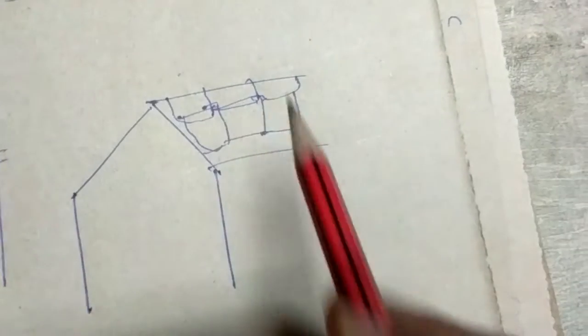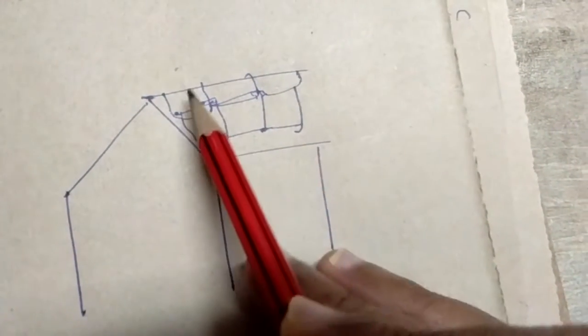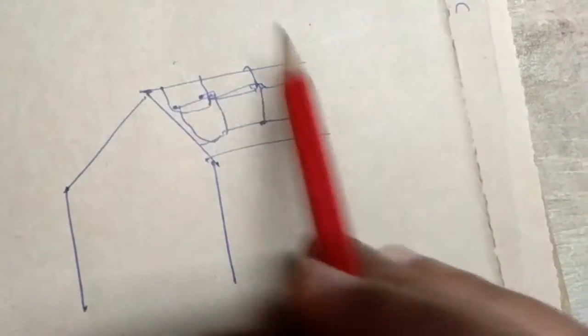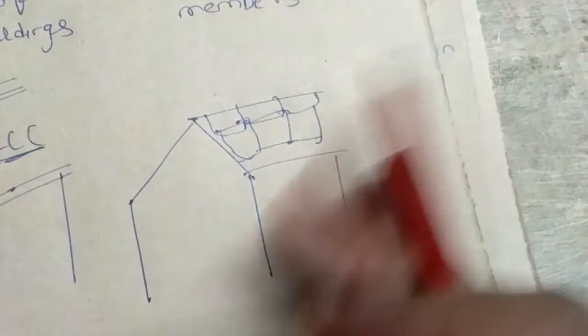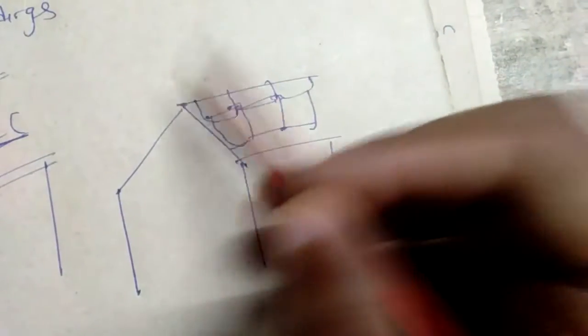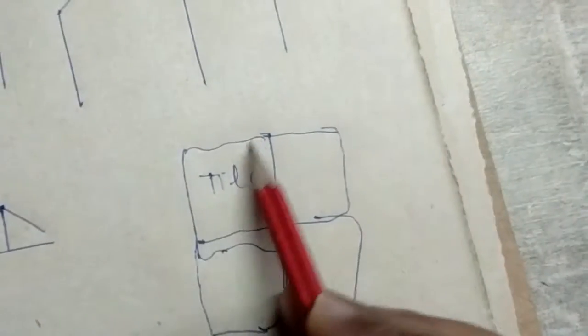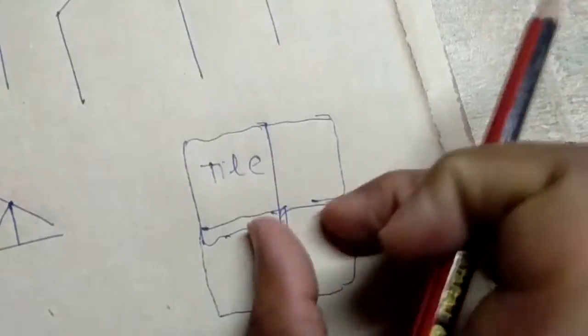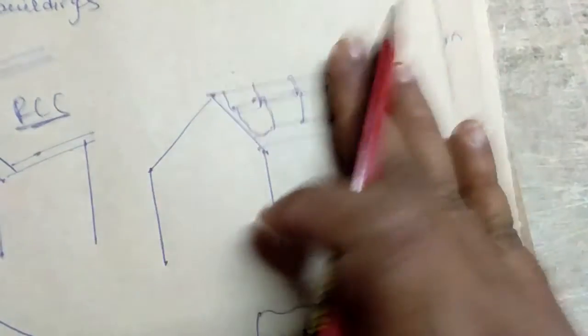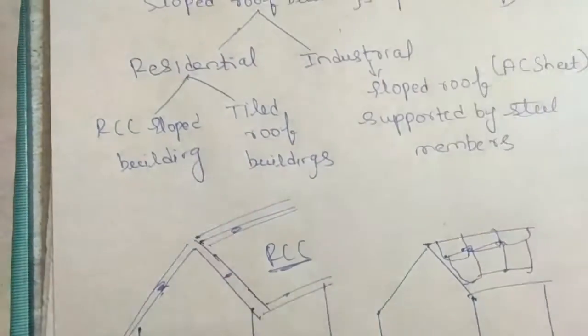So what about the tiled roof building? For the slope, they keep tiles. These tiles are not the ones used on the floor. Tiled roof is different and tile floor is different. You can search that on Google. Just for example, I have taken this one. This is a tile. In this shape, one by the side of another and one below another, the tiles are arranged to make a slope in the building. So this is the tiled roof building and this is the RCC sloped building.